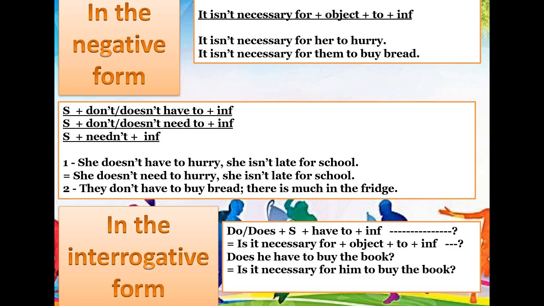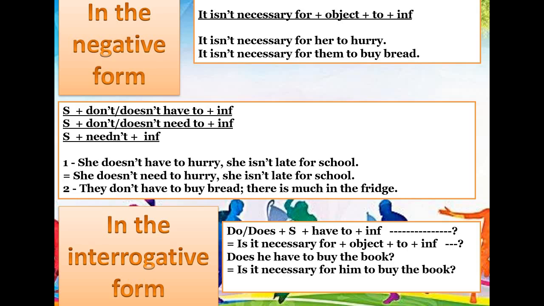She doesn't have to hurry, she isn't late for school. She doesn't need to hurry, she isn't late for school. They don't have to buy bread, there is much in the fridge. So, to express lack of necessity, we use don't have to, doesn't have to, or it isn't necessary, which shows that there is no obligation. You can do something if you want, but it is not an obligation.